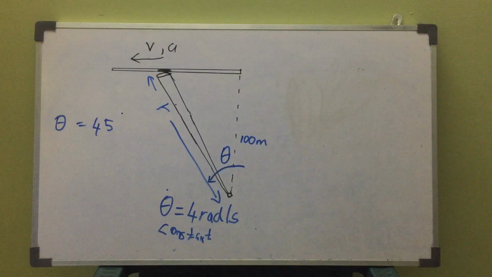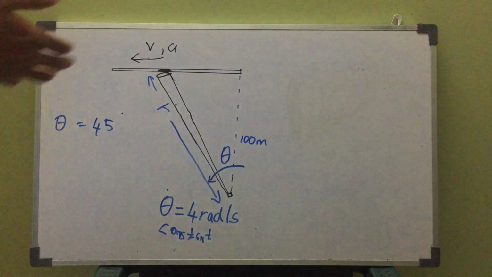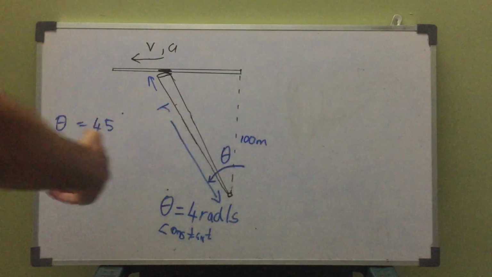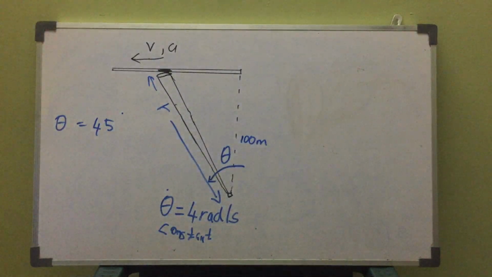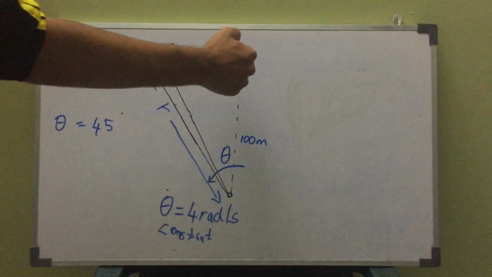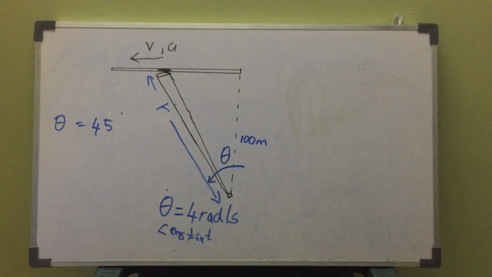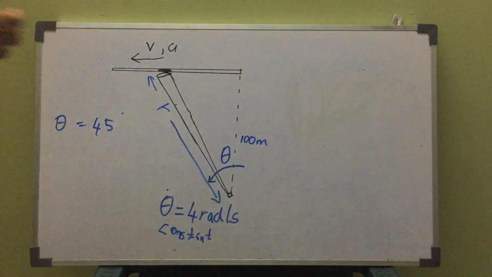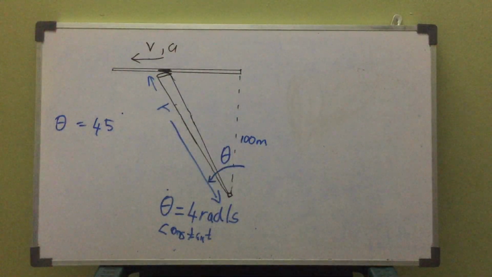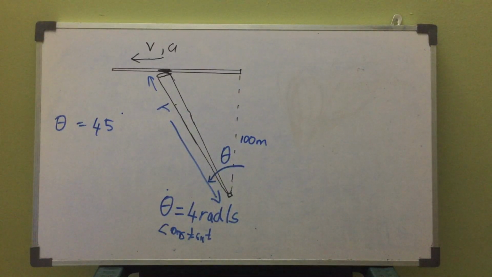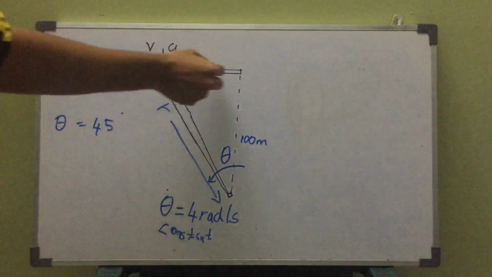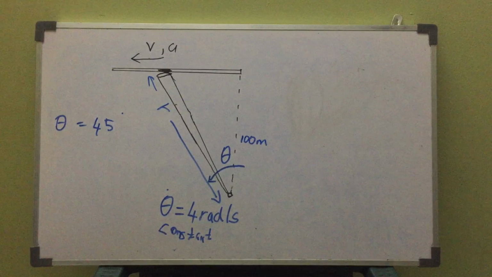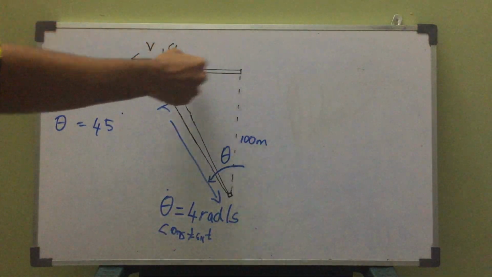We need to know what's happening in this image. When the searchlight is rotating in the anti-clockwise direction, the spot is going to move along the wall, which means the velocity and the acceleration of that spot will be in the horizontal direction. That's the main point you need to take before doing this.